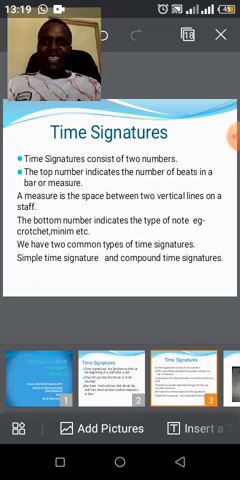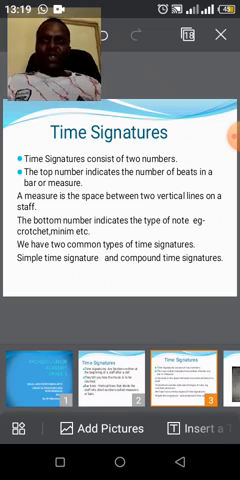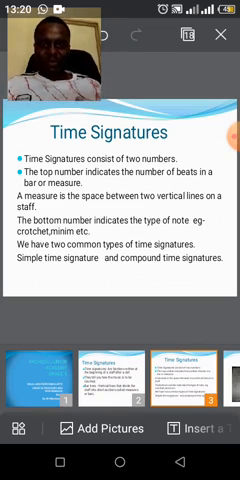Master this. The bottom number indicates the type of note. Is it a crotchet? Is it a minim? Or a semibreve? Whatever. We also have 2 types of time signatures, simple time signatures and compound time signatures. But today we are not going to look at simple and compound time signatures. We are going to look at these in our next lesson.